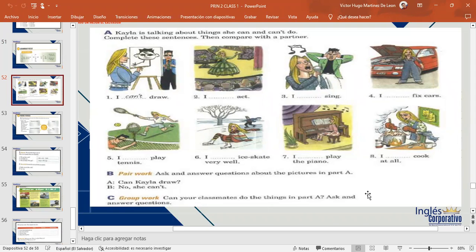Okay, now I want you to complete the exercise 2, 3, 4, 5, 6, 7, and 8 by using can or can't according to the picture. Okay. Do it, please.